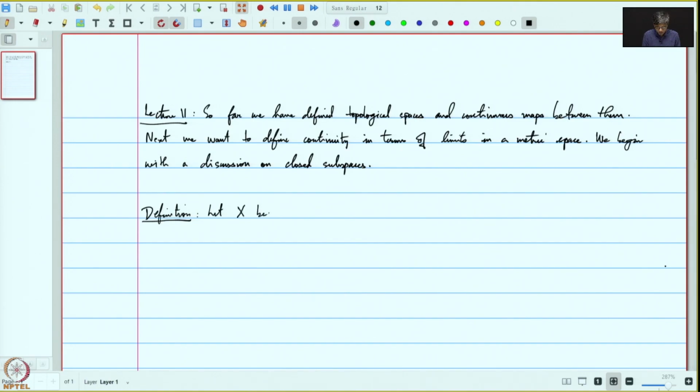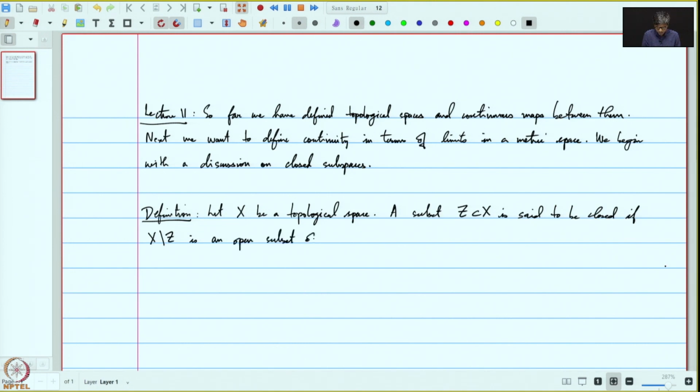So let X be a topological space. A subset Z contained in X is said to be closed if the complement X minus Z is an open subset of X. Okay. So recall what we mean by this. So X is a topological space, so it has a topology tau, and Z is said to be closed if when we take the complement that is in tau.